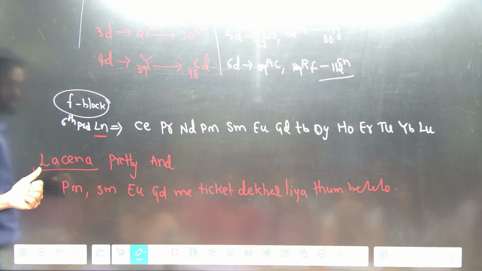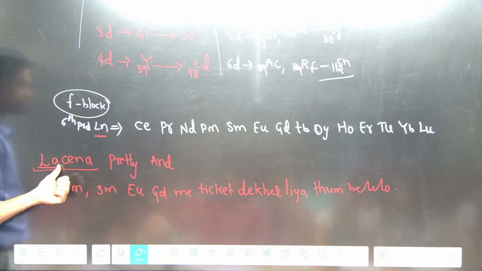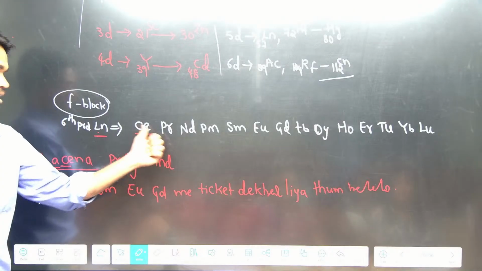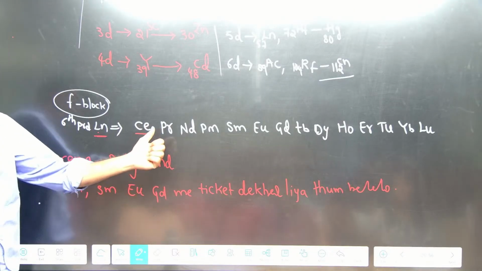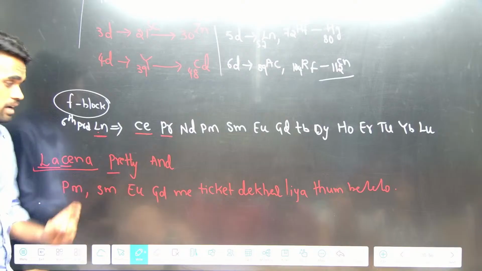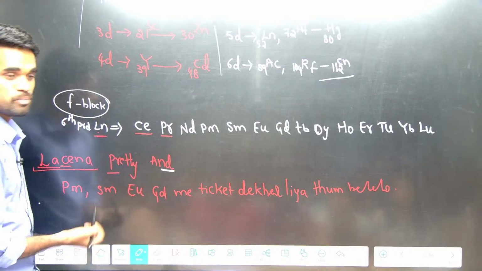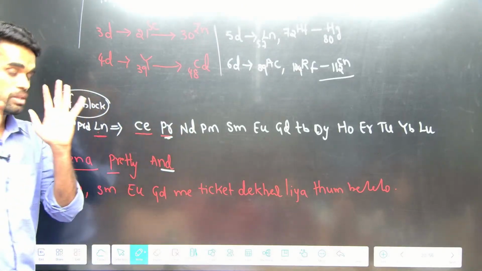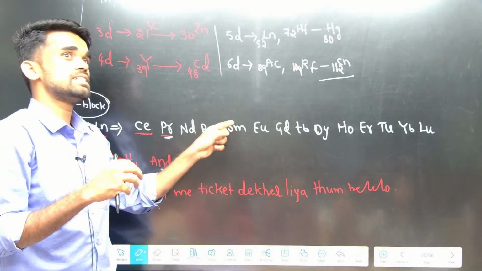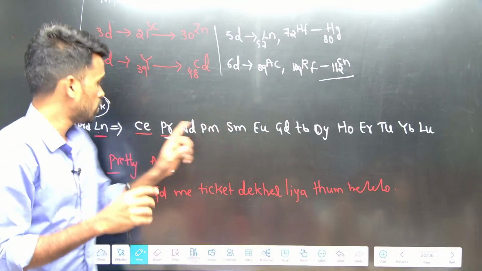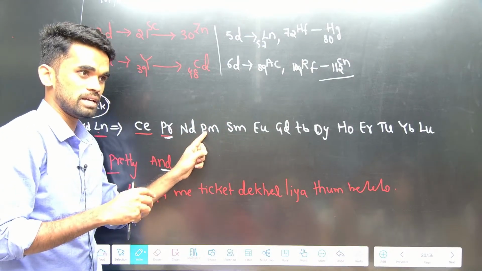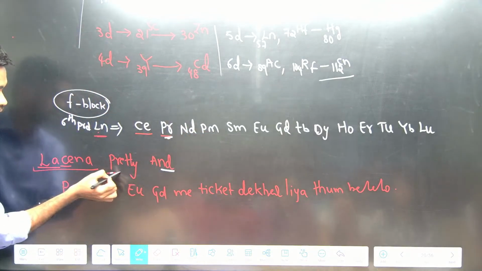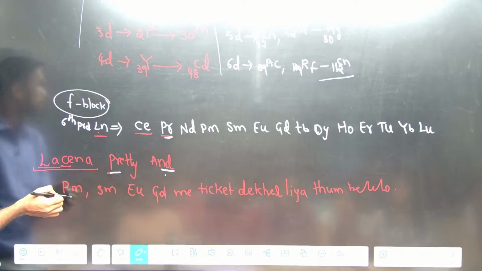Lasina, see here. Lasina means what is this? Lanthanides. C. Cerium, pretty. Praseodymium and neodymium. Next, see, pretty means PR. After that, the most confusing thing is whether samarium comes first or promethium. So PNP, remember like this: first P, after N, again P. So what I am saying, Pretty and Pramod.